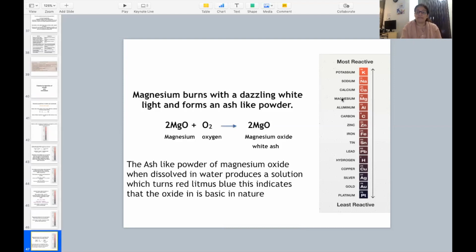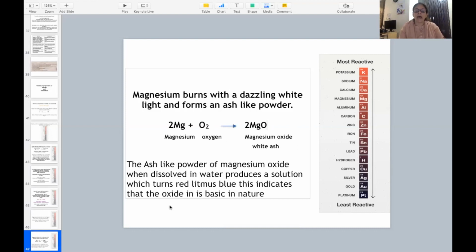Then magnesium. Magnesium burns with a dazzling white light. We are talking about burning in air. Magnesium otherwise is not so reactive, but when we burn magnesium in the presence of oxygen, what happens? It burns with a dazzling white light and forms an ash-like powder. Magnesium plus oxygen gives magnesium oxide, white ash.